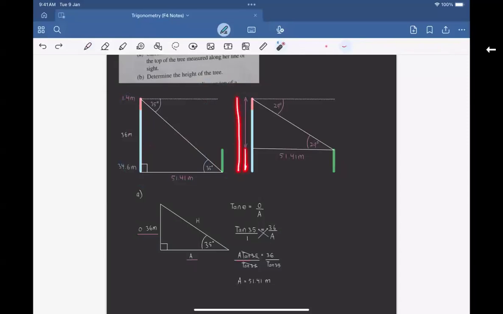36. Correct. So if I know that the big red line there is 36, and I want to figure out this remaining part, I just have to find this height over here and subtract it from the 36 to figure out the remaining portion. Yeah, that's what you had to do.